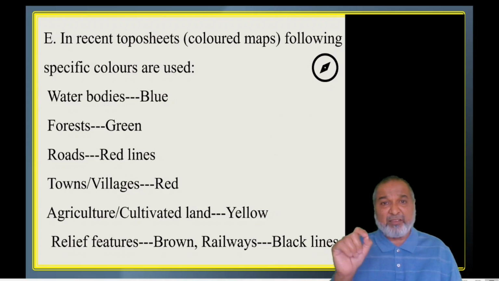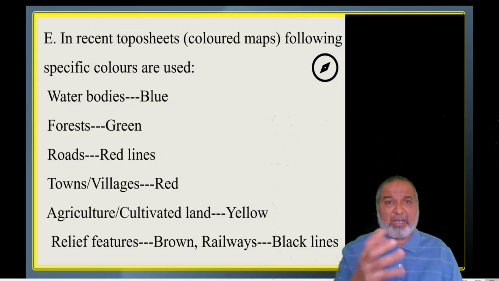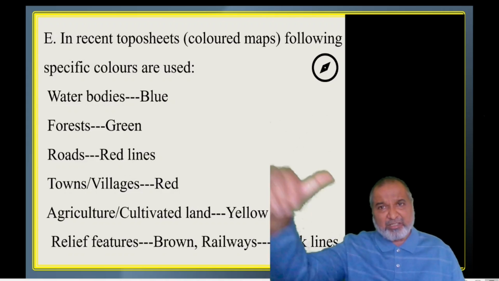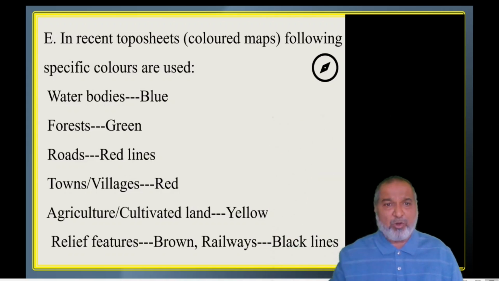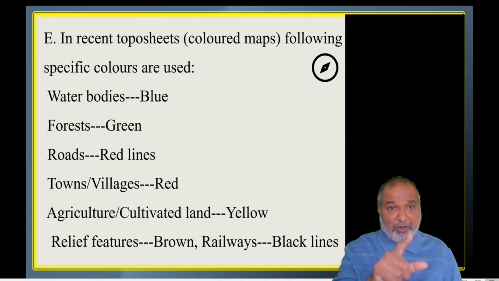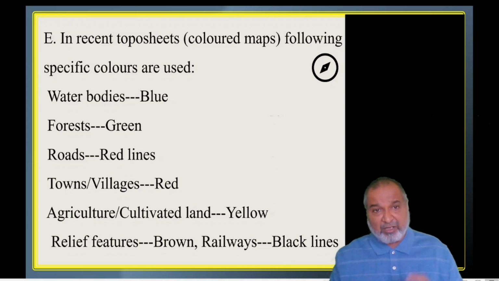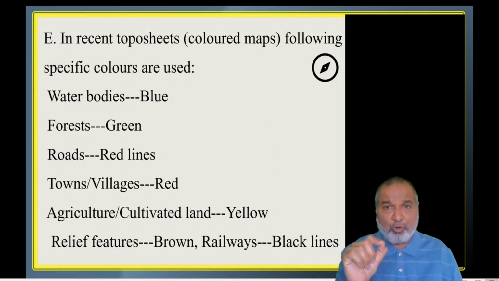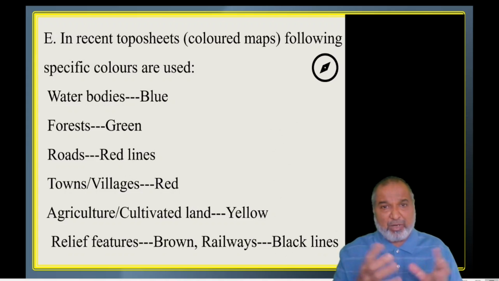Towns and villages are shown in red, as small squares, so that we can easily recognize them. Roads are straight lines, and zigzag ones may go anywhere, and those will also be red. Agriculture and cultivated land, which you can distinguish from forest, are given by yellow, whereas relief, that is the contour lines, will be given by brown.